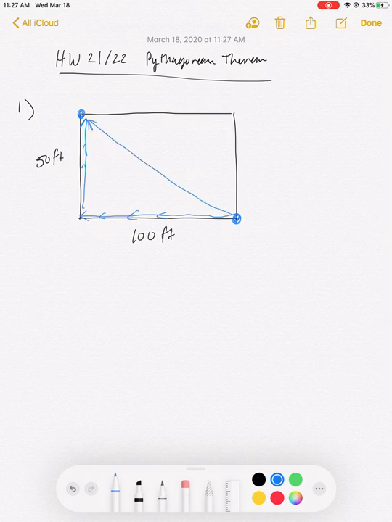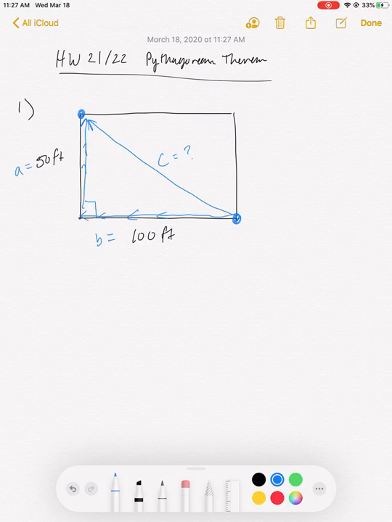Like that. And so what we have here is a blue right triangle. Okay, so we're going to assign the 50 and the 100 to A and B. I usually use A as the smaller length and B as the longer one. And then we have C here. We don't know what that is, so we're going to use that as C until we find out the answer.